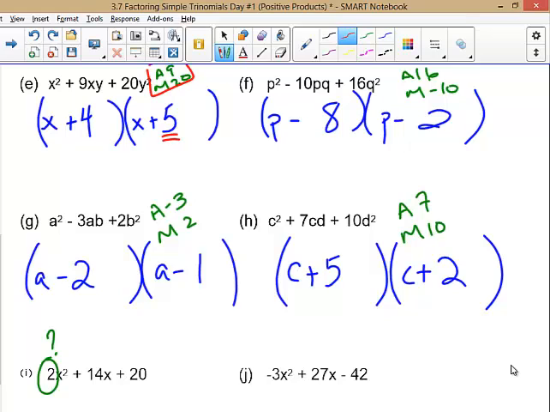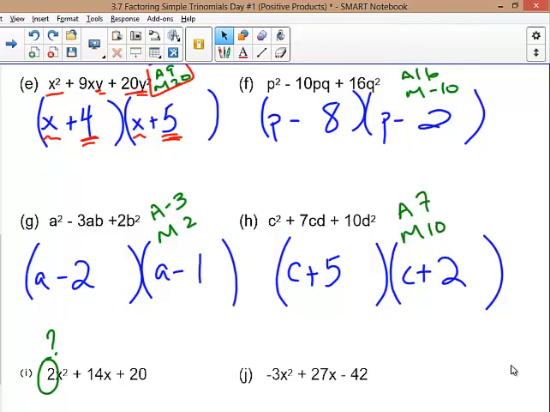My two numbers were 5 and 4, but there's a bit of a problem with this question. The problem is here. We've got y's bouncing around as well as x's. So if we think about our first term, x times x, yes, that would satisfy that. But our last term, 4 multiplied by 5, would not give us 20y squared, right? Because there aren't any y's in our answer.